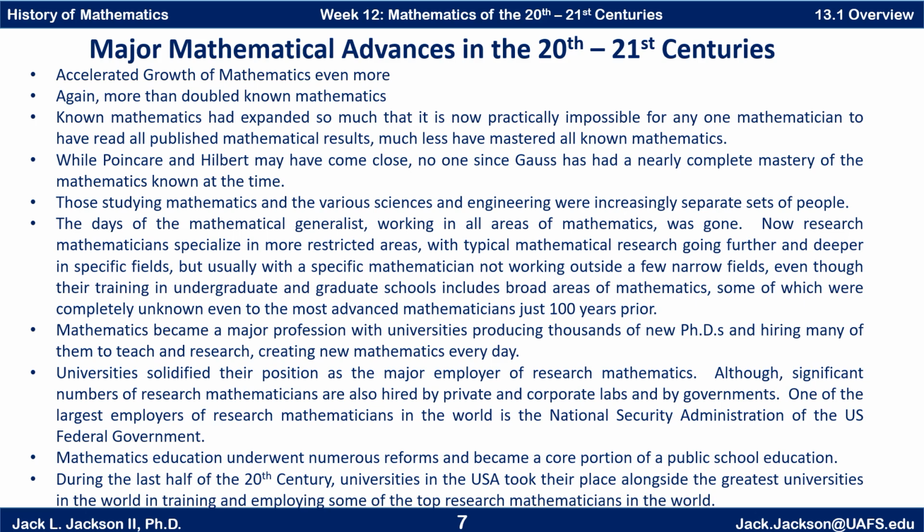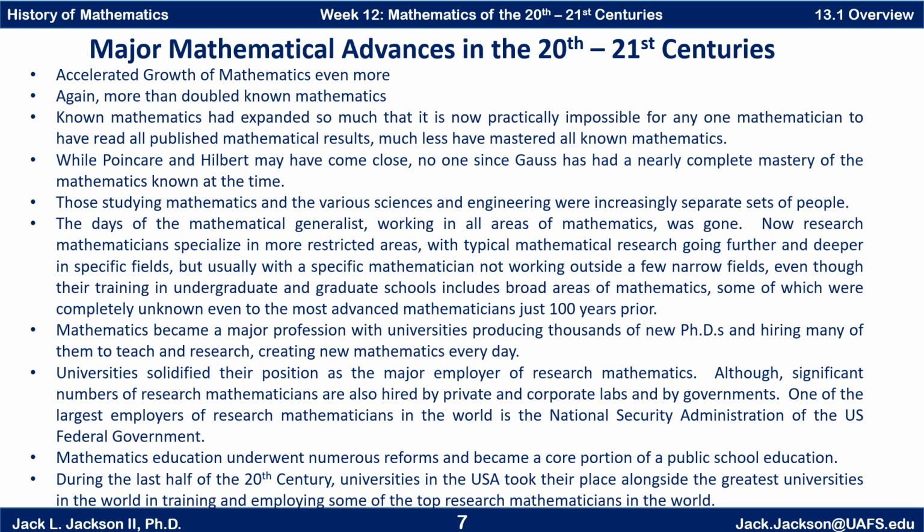There are certainly things like mathematical physicists that are heavily both mathematics and physics, but in general, people become more and more specialized. And even within mathematics, the days of the mathematical generalist working on all areas of mathematics was gone by the 20th century. Hilbert may have been the very last one that really tried to do lots and lots of major areas. So nowadays, research mathematicians specialize in more restricted areas, with typical mathematics research going further and deeper in specific fields, but usually with a specific mathematician not working outside of a few narrow fields.